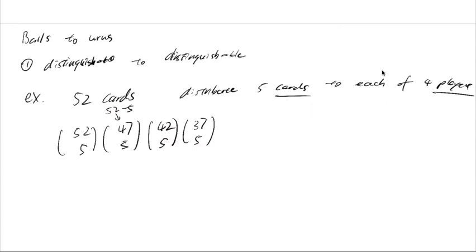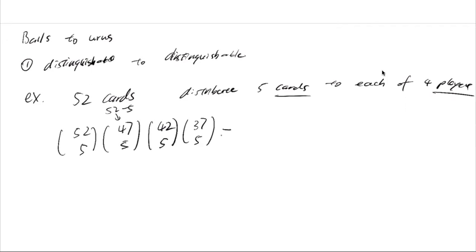Yeah, and one thing you need to remember is that we're not multiplying by 4 factorial, because we're not ordering these people. If the question changes to I want to distribute 5 cards to each of the 4 players, and I want these 4 players to show me their hands in order, then I need to multiply by 4 factorial. But in this case, what I'm concentrating on is just distributing cards to players, so I don't need to order the players.